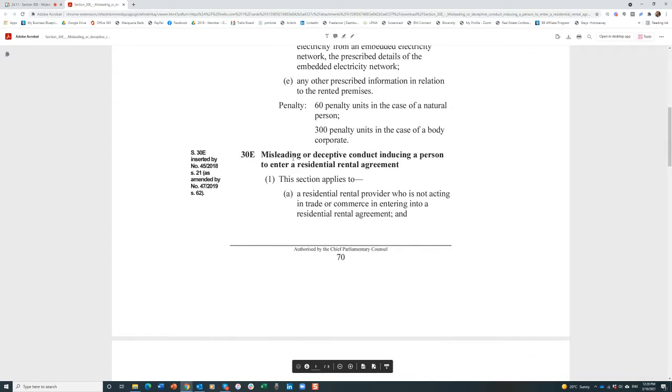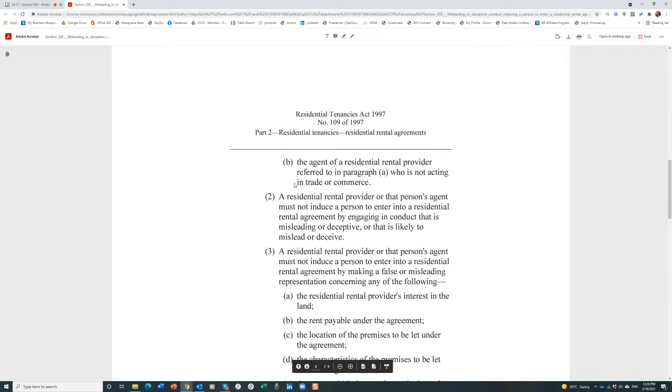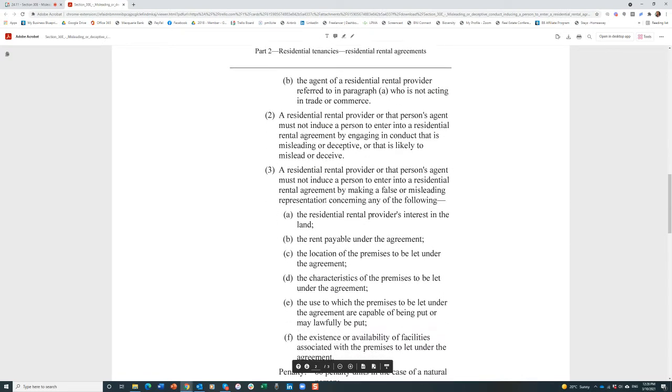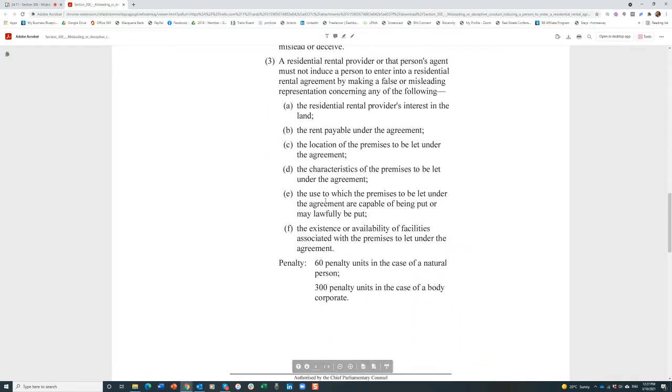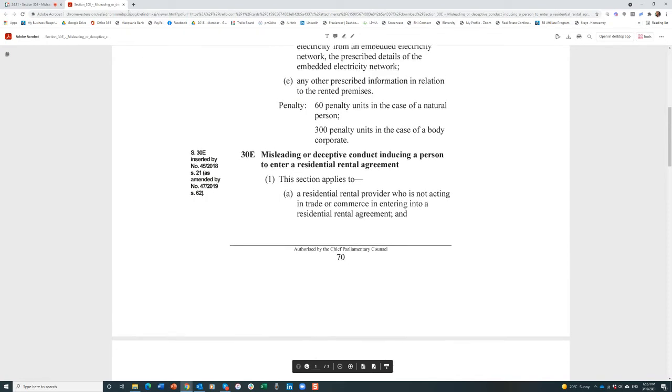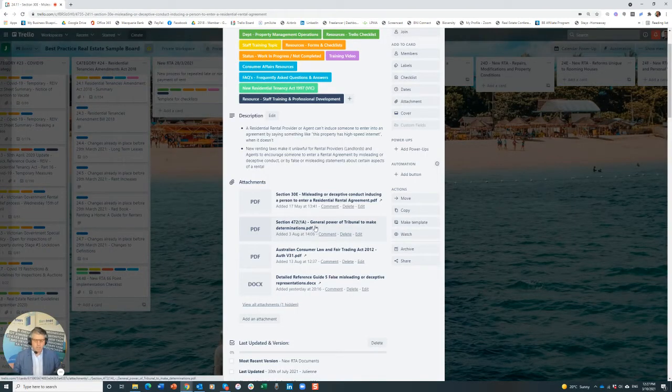we've got 30D, misleading or deceptive conduct, and I guess the biggest issue here is certainly the potential for fines. So what we need to make sure we're doing is this overlays back through also into our advertising. The fine is 60 penalty units, which is $181 thereabouts for an individual, or 300 penalty units for an agency. So what we need to make sure is that we've got really good practices in place with regards to advertising and informing the applicants prior to them making a decision to take on the tenancy.